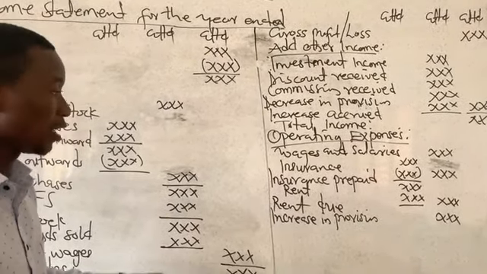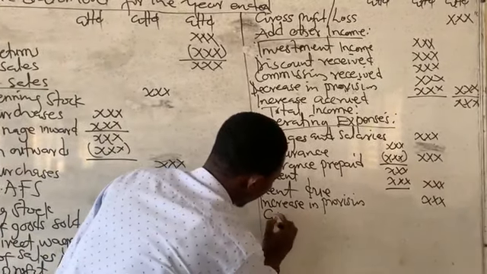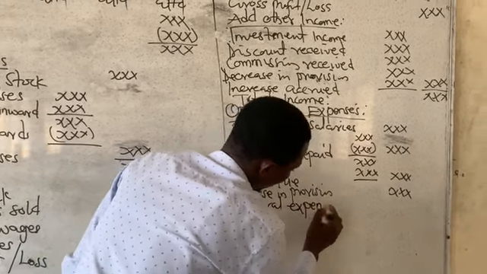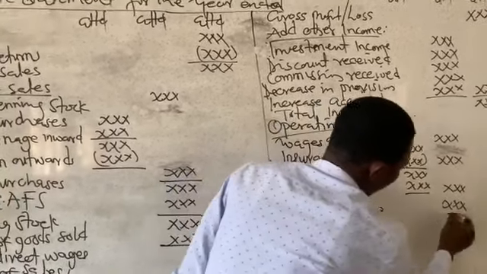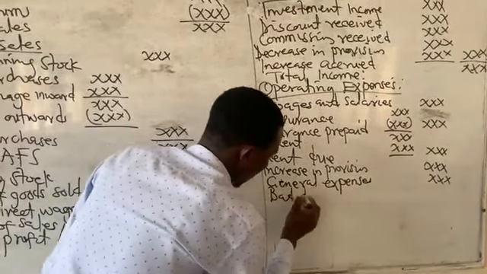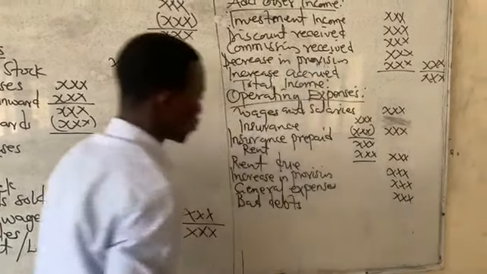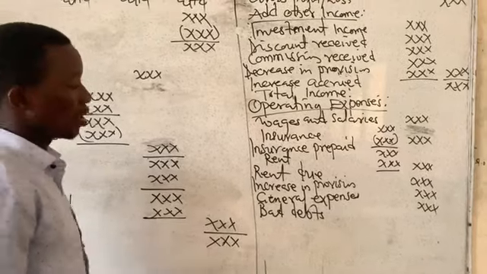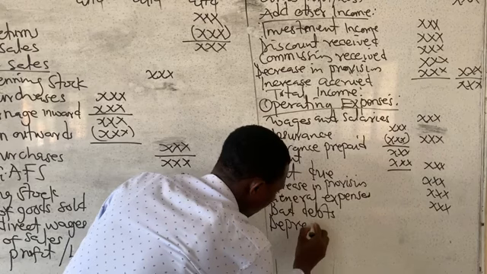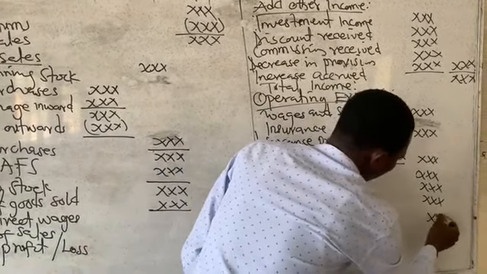And if there is maybe a general expenses, general expenses will come. If there is any bad debt, that is an expense to come. If there is any depreciation, that is depreciation. It's also an expense to come.